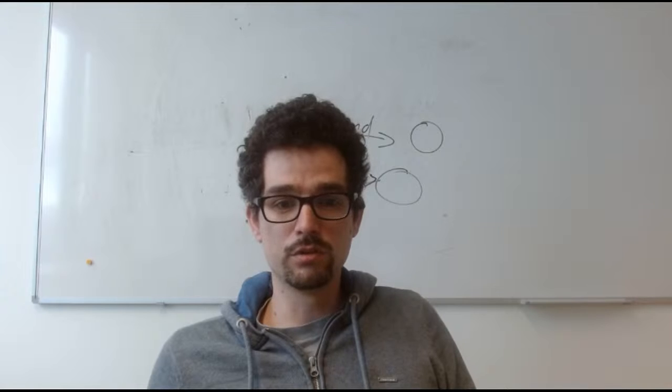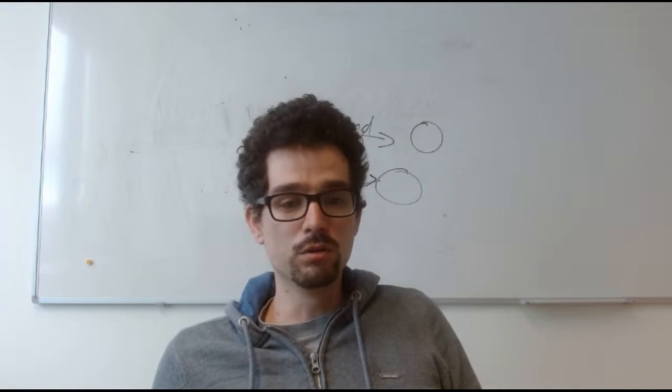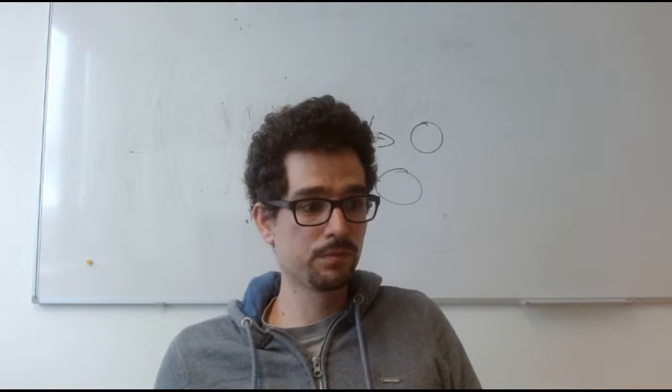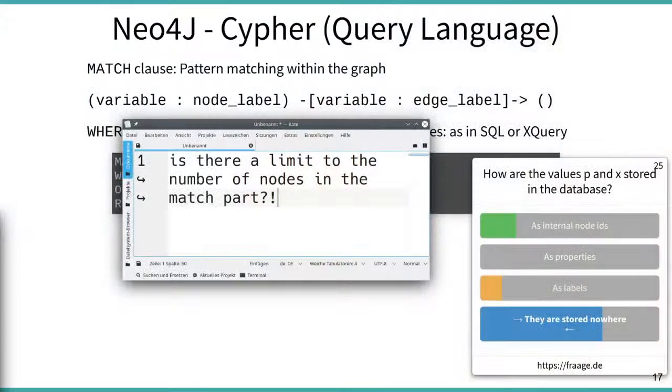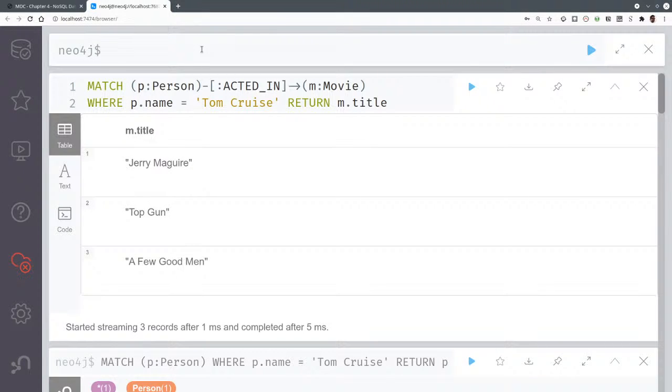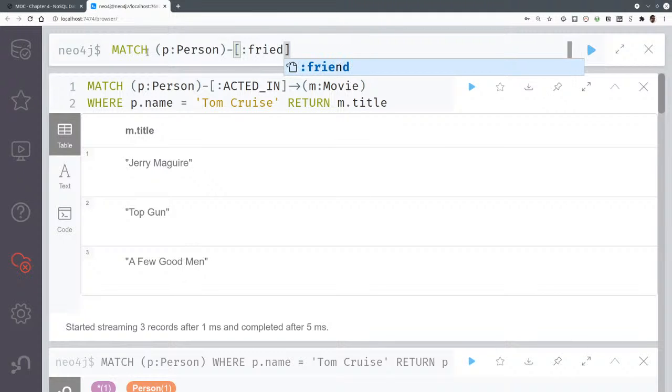Is there a limit to the number of nodes in the match part? No, the match part can be as complex as you want. But when you really want to use Neo4j, take a look at the language specification, because you don't make queries like, oh, give me a person and then a friend, and then a friend of the friend, and a friend of the friend of the friend. There is an abbreviation, I think it is friend times 2 or something. I'm not sure.